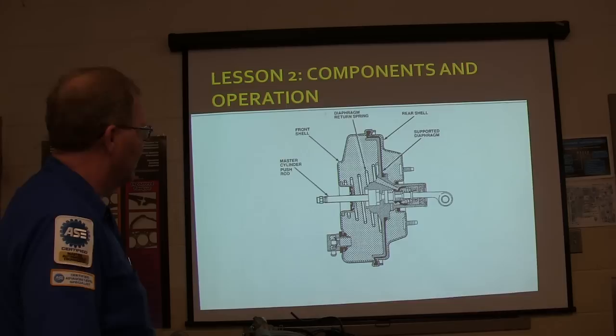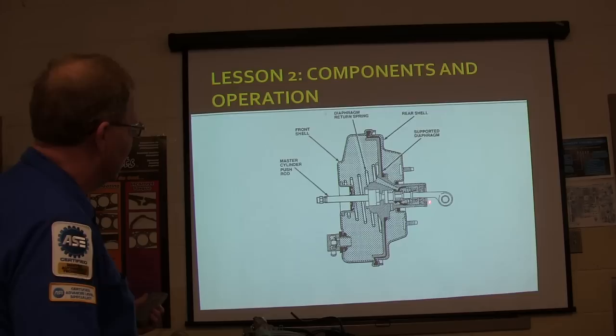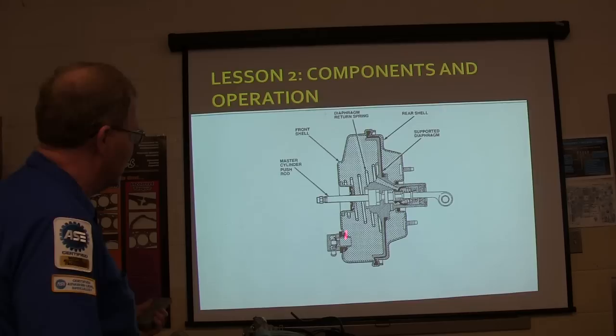Now, this is your brake booster. This is important, so pay attention to what's going on here. You got a diaphragm return spring, you got a supported diaphragm, you got a rear shell, master cylinder push rod, there's where your brake pedal goes. And they got this really laid in there sideways, but usually this little vacuum check valve will be up in the top of the cylinder, you'll see it.